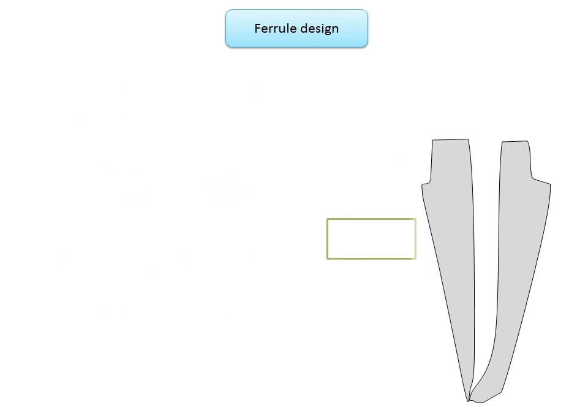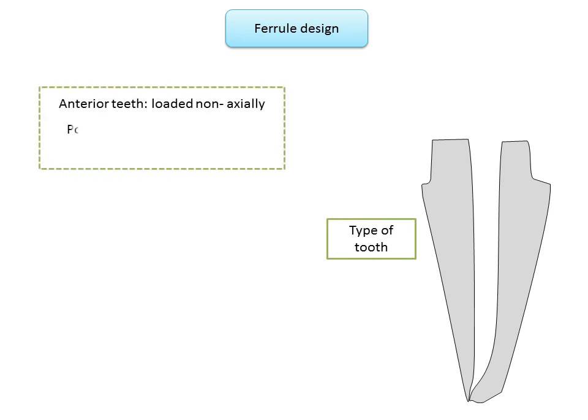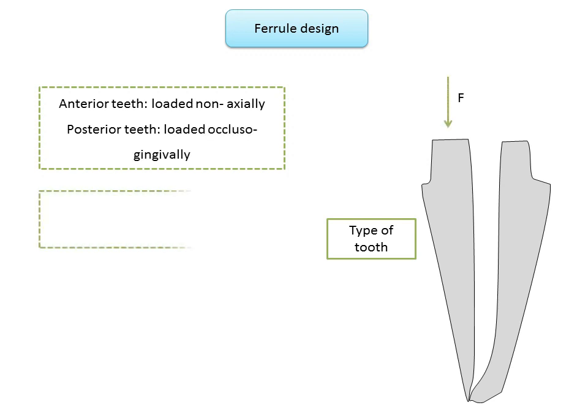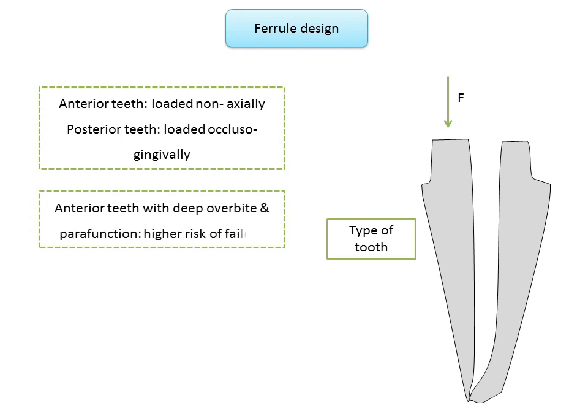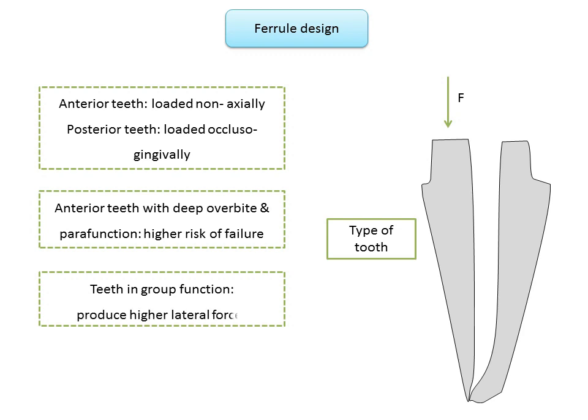The type of tooth. Anterior teeth are loaded non-axially. Posterior teeth are loaded occluso-gingivally. Anterior teeth with a deep overbite and parafunction are at a higher risk of failure. Teeth that are in group function with a long maxillary buccal cusp produce higher lateral forces than if there was canine guidance.